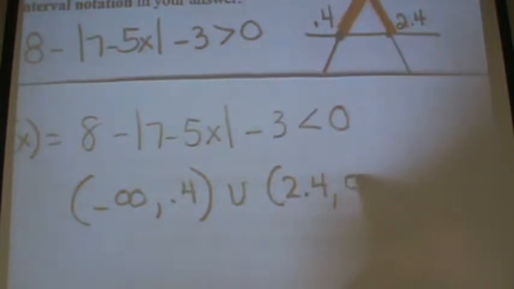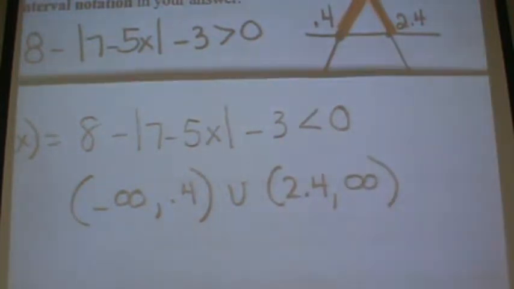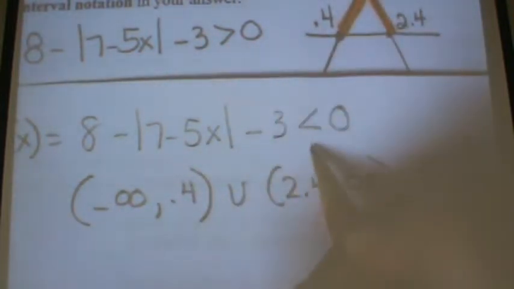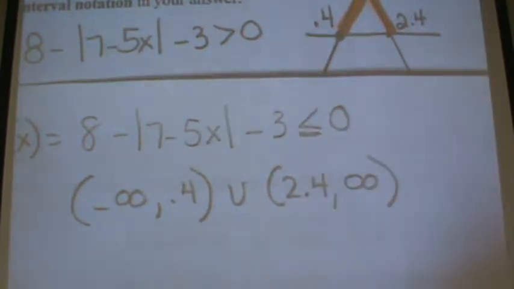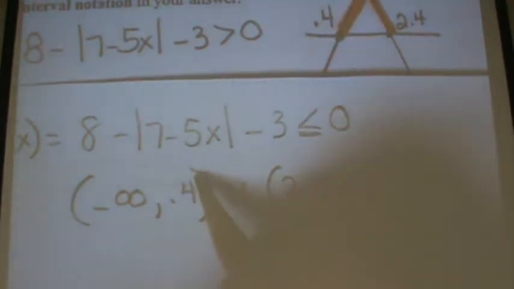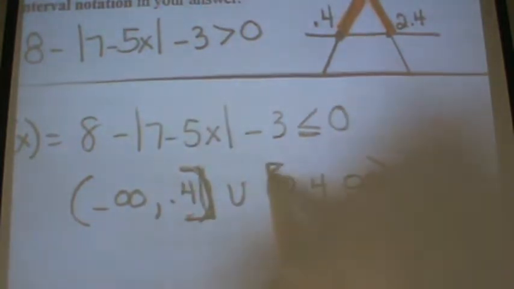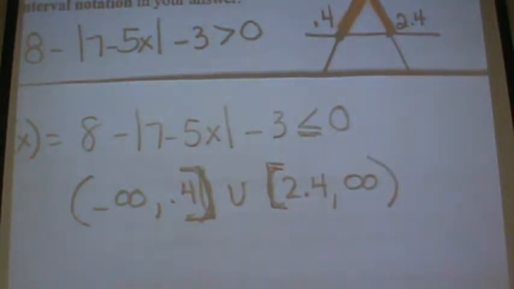2.4 comma infinity. What if this were less than or equal to 0? What would be different? These two would be brackets. Do you put brackets with infinity? No. So does everybody understand that one?